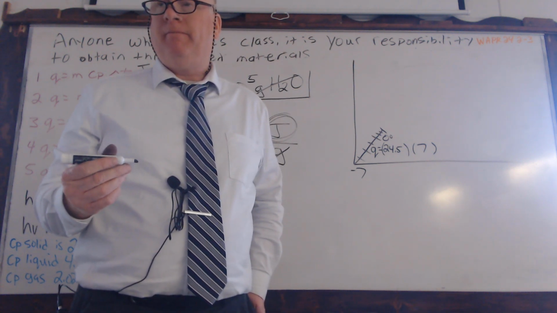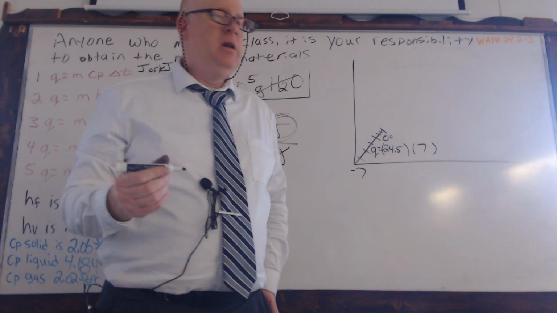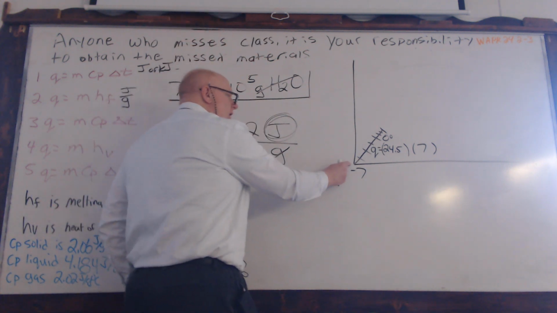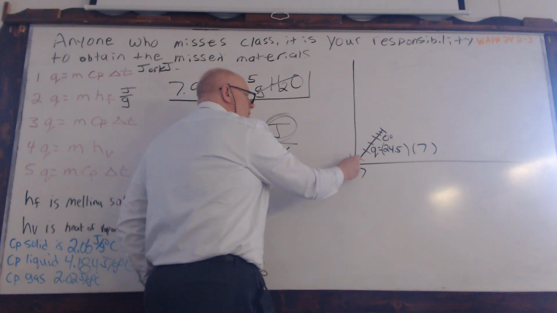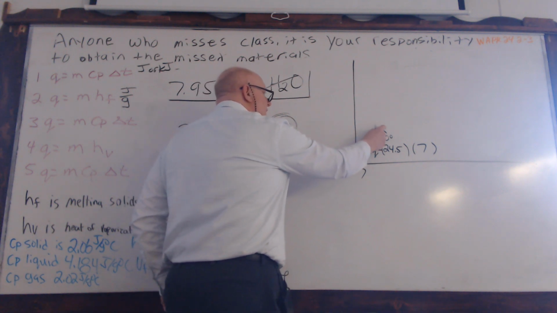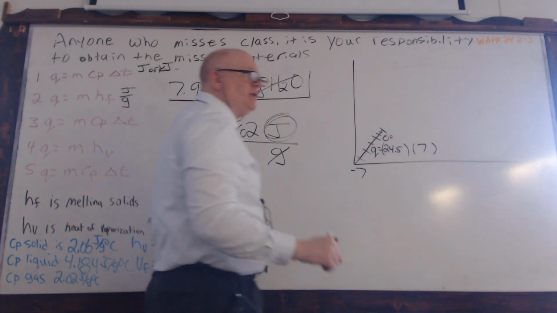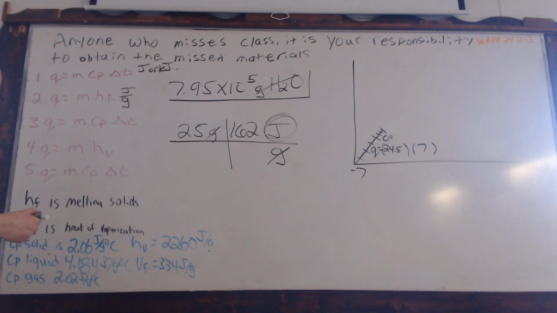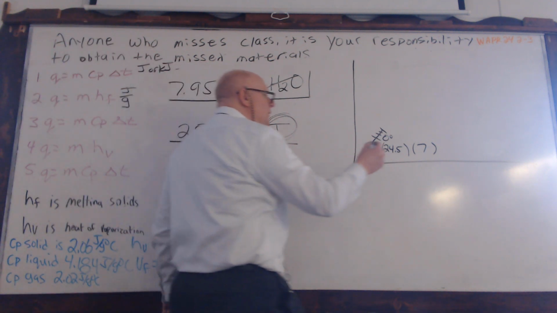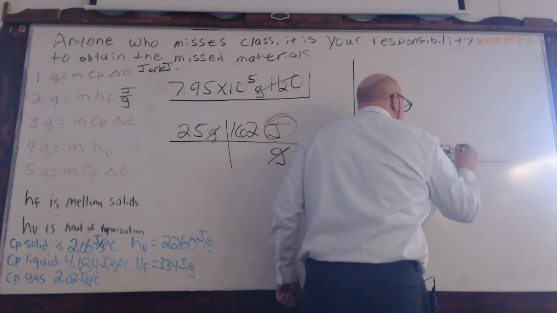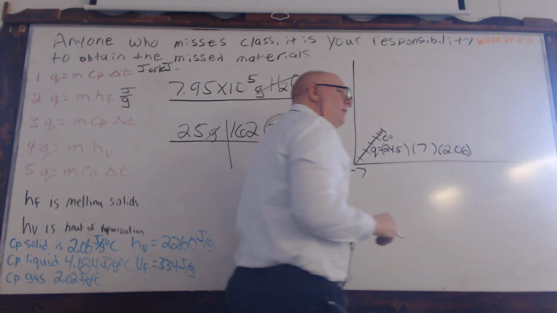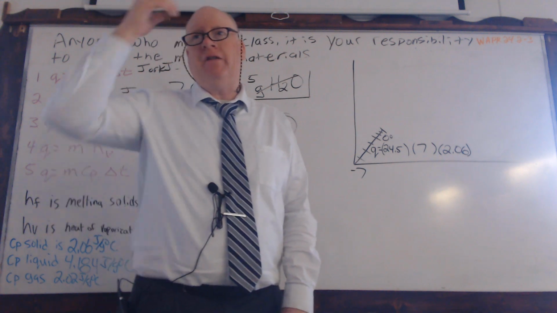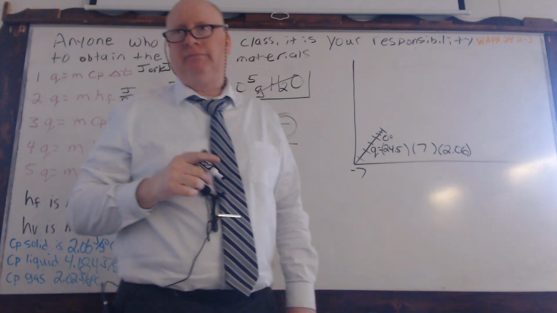Wait, how do you get 7? Because it's starting out at -7, right? It's moving up 1, 2, 3, 4, 5, 6, 7 times. That's why it's +7. 2.06, right? Solid water is 2.06. Will that be up there for the test? No, it would be given in the problem. It just won't be up here.